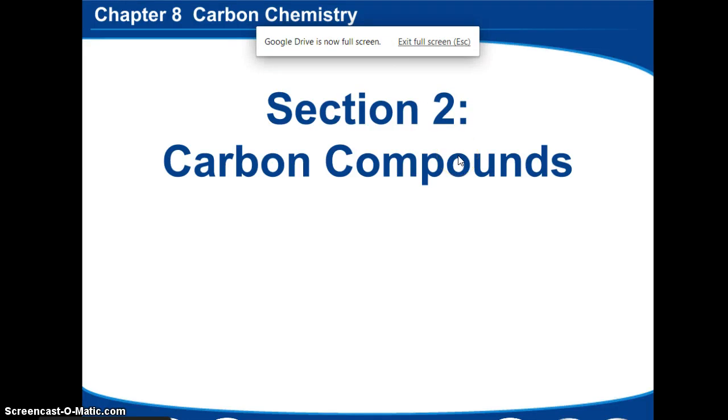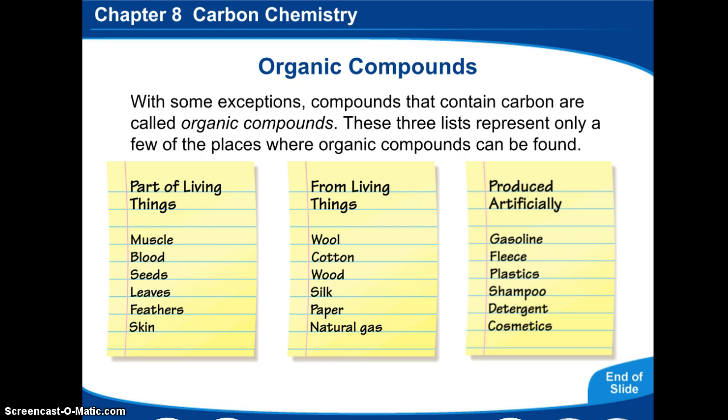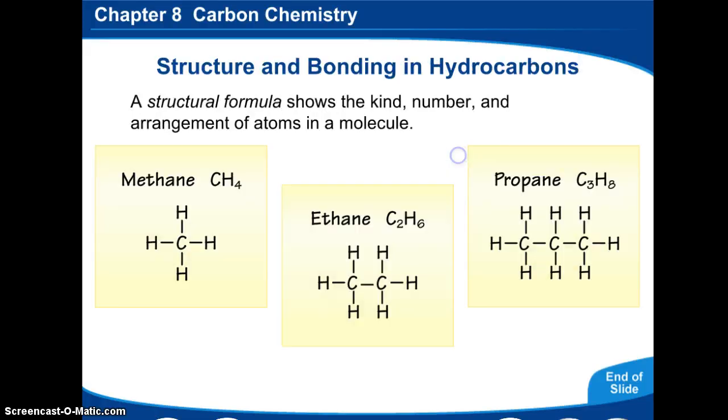This is section 2 in chapter 8 about carbon compounds. So carbon is a part of your daily life, and it basically means that it's coming from things that you might think of, anything that has to do with carbon. There are so many things. You can think of it as part of a living thing or comes from a living thing, and even sometimes it's produced artificially. So they are organic compounds, most of them. There are a few exceptions, but these are usually considered organic compounds.